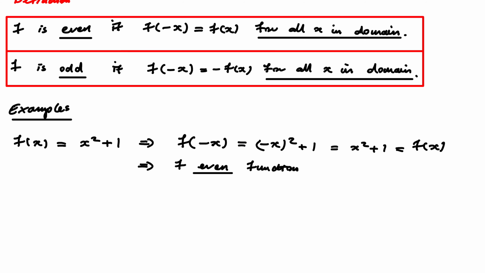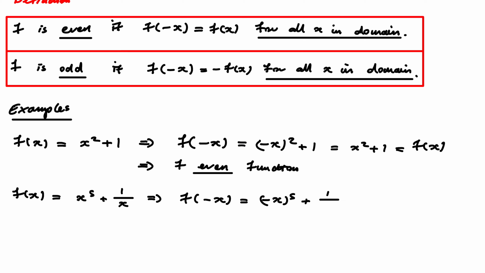Let's do another one. Let's do f of x is equal to x to the 5, I don't know, plus 1 over x. So let's go through the same procedure. Let's not second guess anything. Let's do f of minus x is equal to, okay, so it's minus x to the 5 plus 1 over minus x.